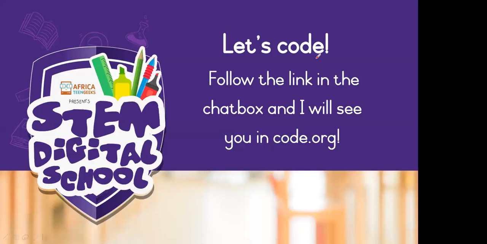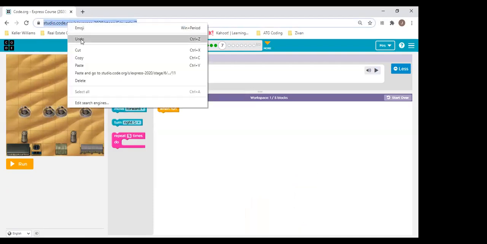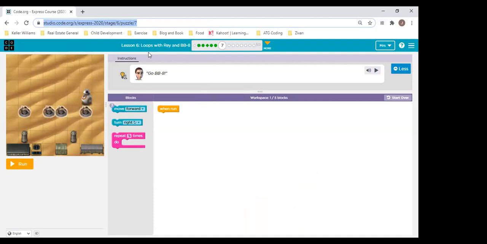Okay, now let's move on to our coding platform. Are you guys ready? I'm going to share my other screen with you, and then I will give you the link in your chat box. This is lesson 6, Loops with Ray and BB8. We are on puzzle number 7.